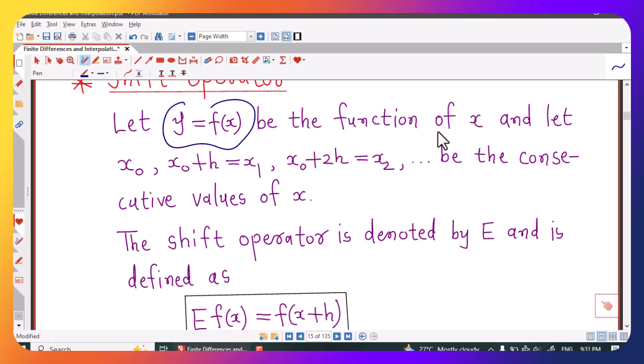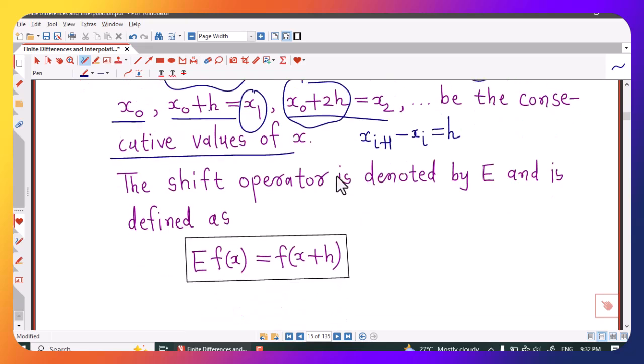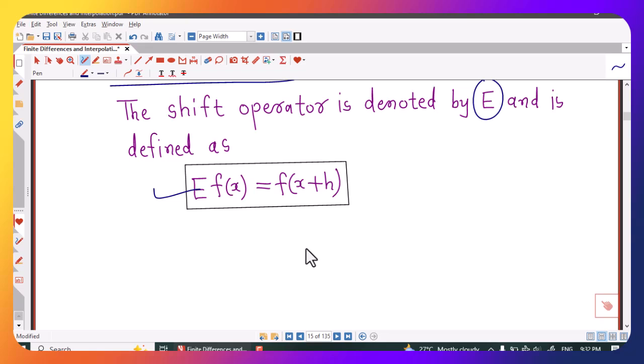Let y equal to f(x) be the function of x, and let x0 plus h equal to x1, x0 plus 2h equal to x2 be the consecutive values of x. So here we assume that if I take difference between any two consecutive values of x, then it is h, so that we can write x1 as x0 plus h, x2 as x1 plus h, and x1 is x0 plus h, therefore x2 is x0 plus 2h, and so on. Then shift operator is denoted by capital E and is defined as E of f(x) equal to f of x plus h.